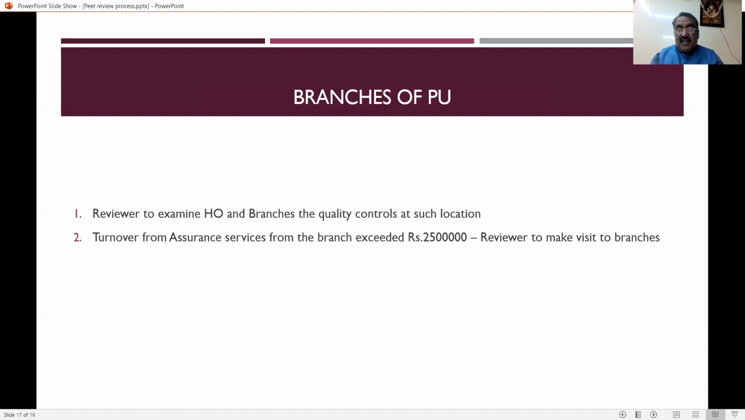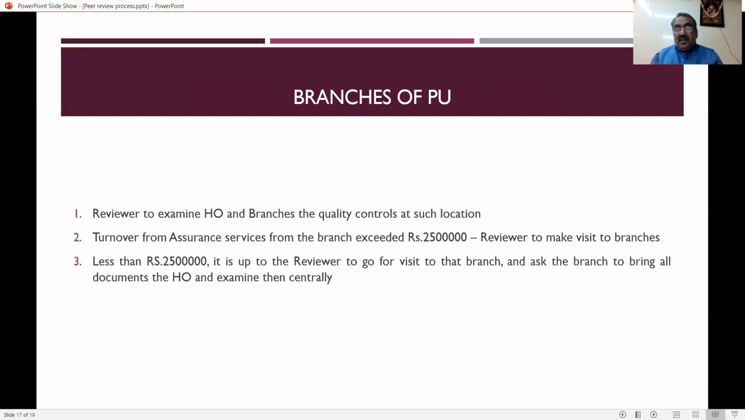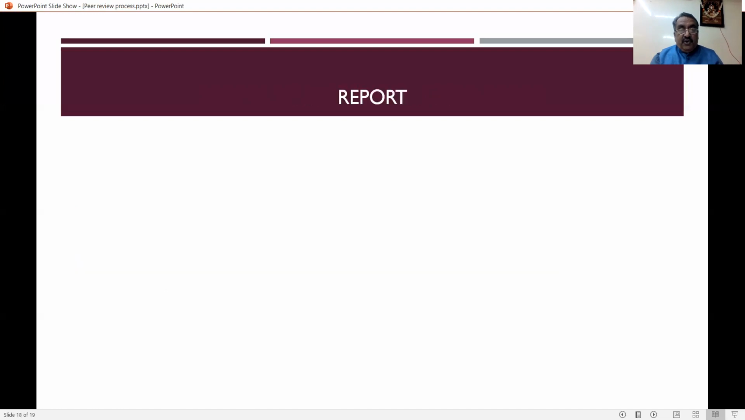And if the turnover is less than 25 lakhs, then it is an option for the reviewer that he can ask the branch records to be produced at the head office. In central mode, he can do the verification. That is also possible. So if the turnover from assurance service exceeded 25 lakhs in a branch, all the branches which have done more than 25 lakhs turnover have to be visited, and everything has to be verified by the peer reviewer.